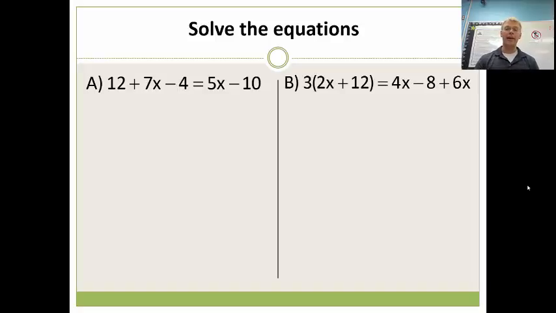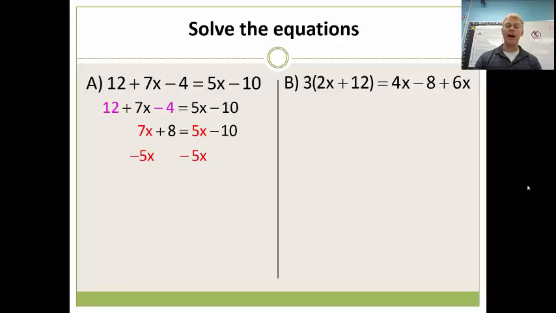I would highly recommend to first deal with like terms on the same side. So we have 12, we have negative 4, I'm going to combine those to 8. Now once I've combined my like terms, let's deal with the variable terms on both sides, 7x and 5x. 5 is smaller than 7, so I'm going to eliminate the 5x by subtracting 5x from each side, and now I have 2x plus 8 equals negative 10.